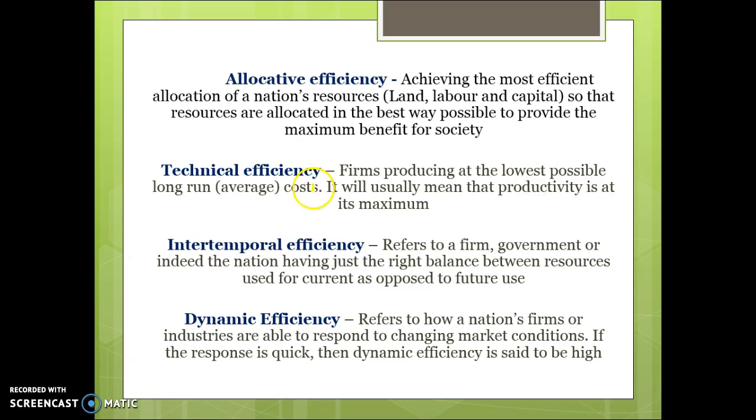It also includes lowest average cost, which is really important. We'll talk about that a little bit later in terms of how policy might be able to boost why aggregate supply policies boost technical efficiency because they help to lower prices. Intertemporal efficiency is achieving a balance between using our resources for current as opposed to future consumption. And dynamic efficiency is about the ability of a nation or industry to respond to changing market conditions. So how quickly they can respond to changes in tastes and preferences.